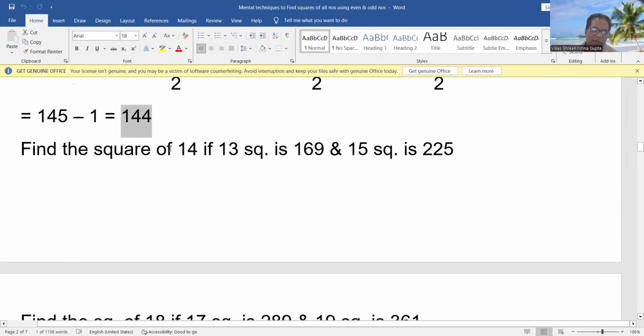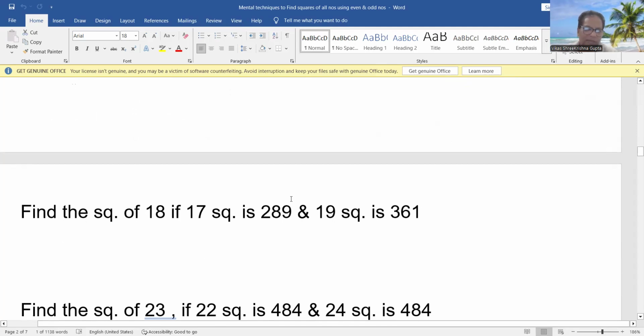Find the square of 14. Now 14 is an even number. I know the squares: the number before 14 is 13 and the number after 14 is 15. It means I should know the squares of 13 and 15. 13 squared is 169, 15 squared is 225. So what is the answer?